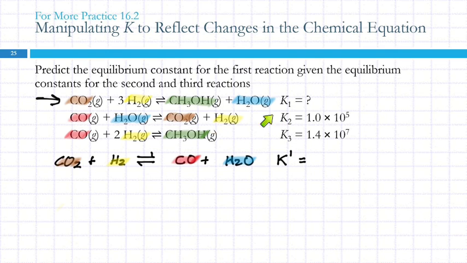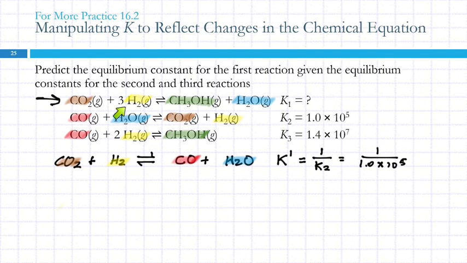So it was this second equation. We reversed the equation, so what do we do to K2? Invert it. Yeah, 1 over K2. So that's going to be 1 over 1.0 times 10 to the 5. Okay? We're going to mess with the equation, we're going to correspondingly mess with the equilibrium constant, and move on.